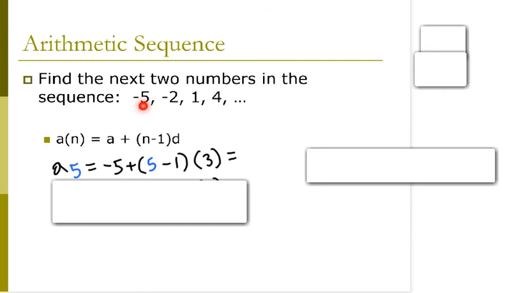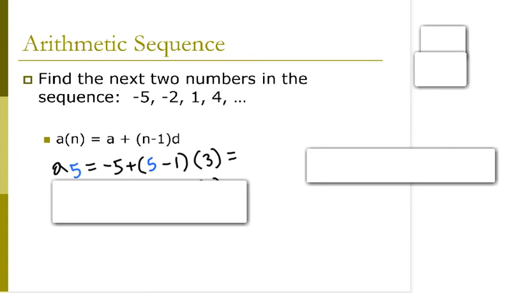Were we to subtract the rest of these, we will see that 3 is our common difference. A positive 3 is our common difference, and so that's what we're multiplying by here. 5 minus 1 is 4. 4 times 3 is 12. And 12 plus negative 5 is 7. So the fifth term in our sequence would be 7.